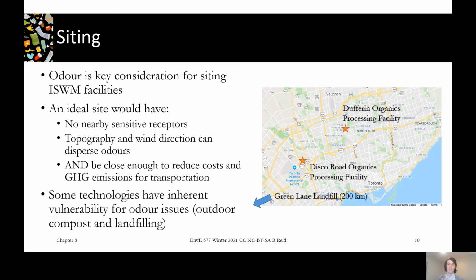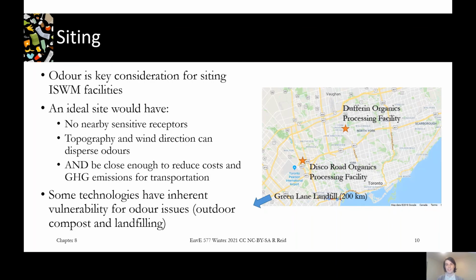For an example, what I've shown on screen here is in Toronto. They have 2 AD plants, 2 organics processing facilities, and they're both in a pretty populated area. They're both in kind of industrial zones, but as you can see by the map, they're kind of right in the middle of the built up area. And because these facilities are fully enclosed and they have a biofilter to treat the odor and things like that, they're able to operate in that highly populated area effectively and not have odor issues.